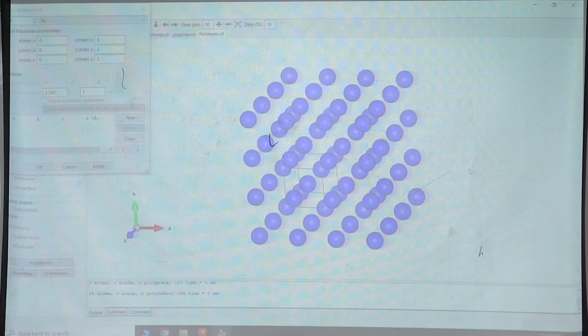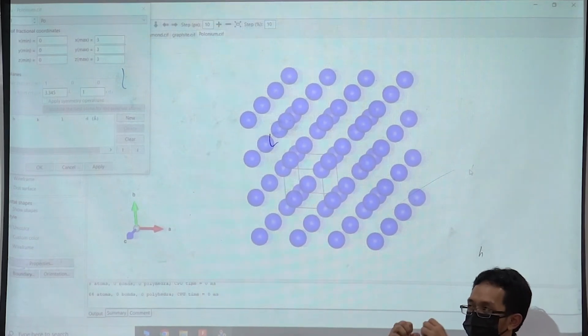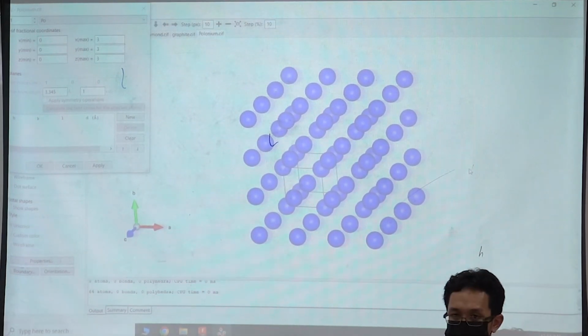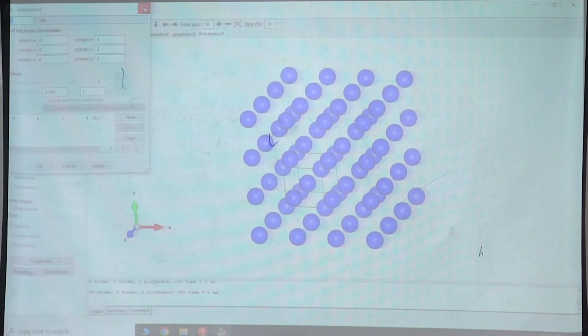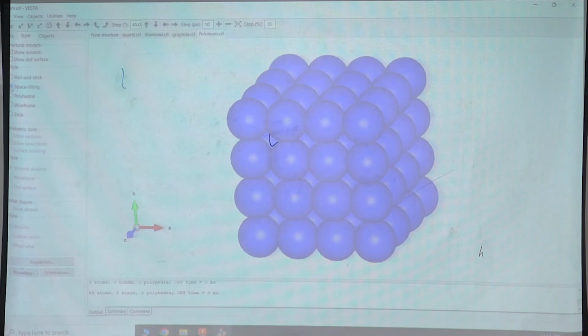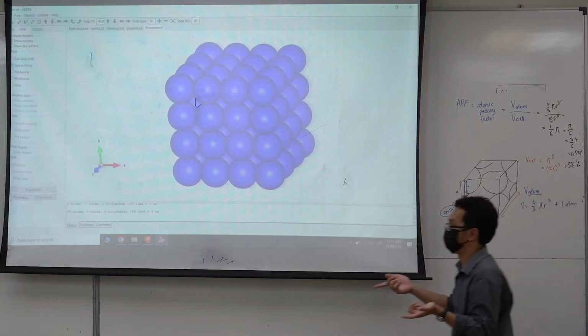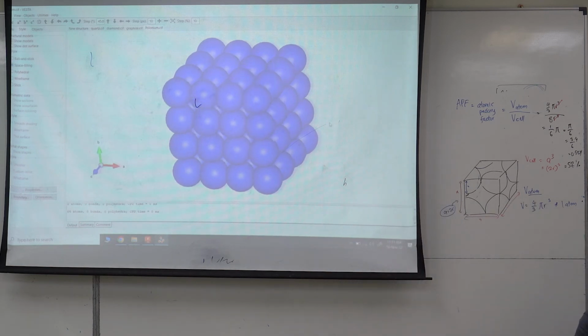But remember, in real life, atoms don't have bonds. Bonds are just the way you visualize things. Atoms are actually filling the space, something like this. The bond is just arbitrary, just to make it easy to learn. So this is actually the thing.